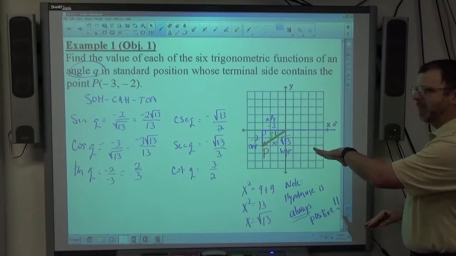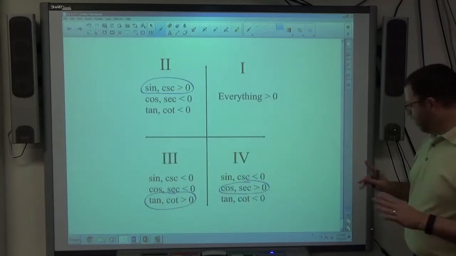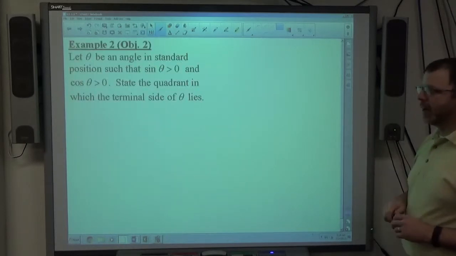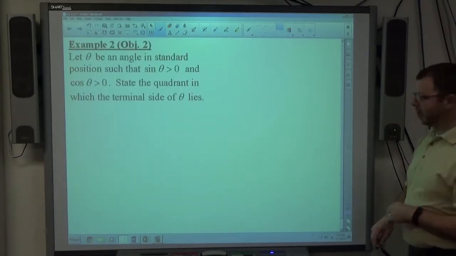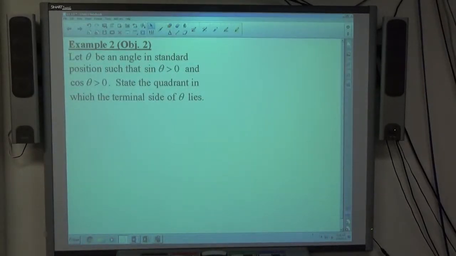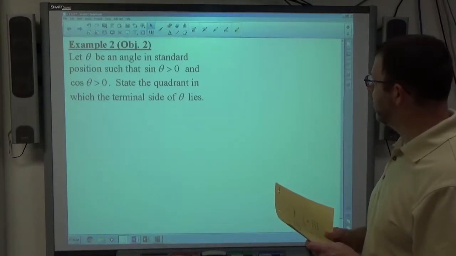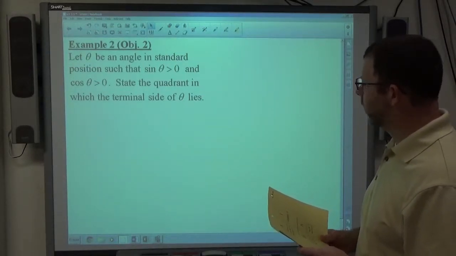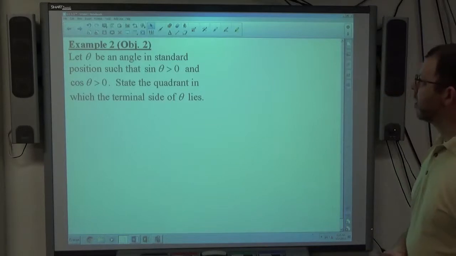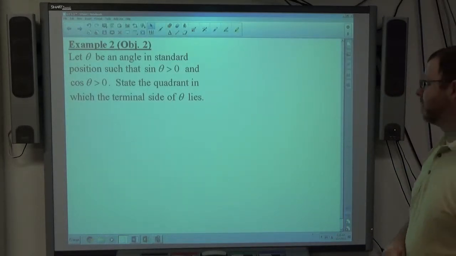And when you're doing a problem like this, it's irrelevant. We did that without even knowing what was on this page. All right? But if we do a problem like this, let theta be an angle in standard position such that sine of theta is positive, cosine theta is positive. State the quadrant in which the terminal side of theta lies. Angle in standard position such that sine of theta and cosine of theta are both positive. State the quadrant.